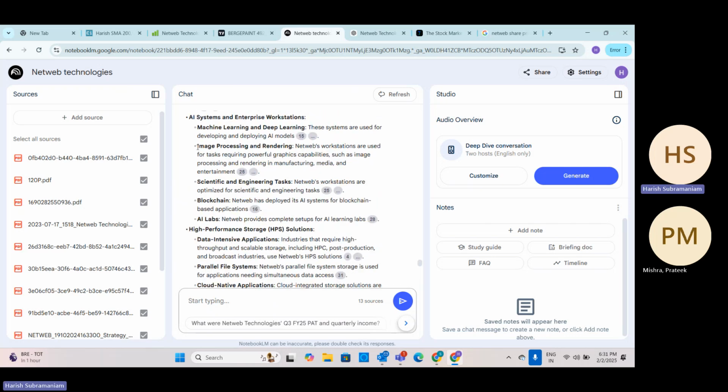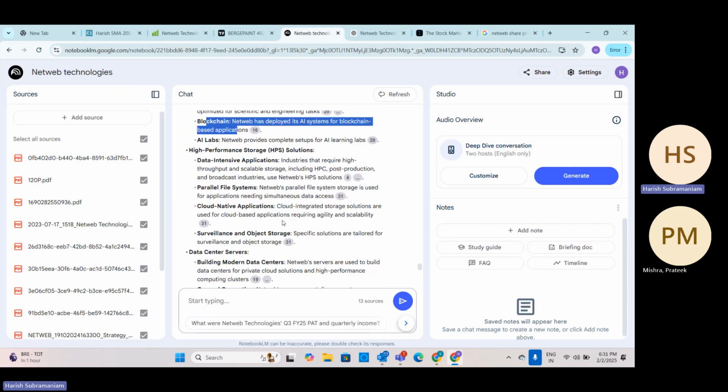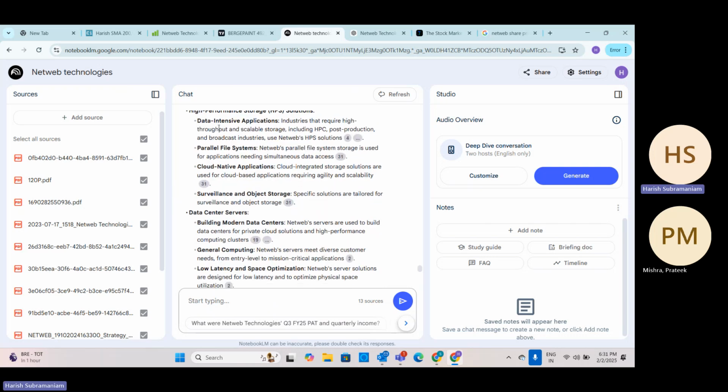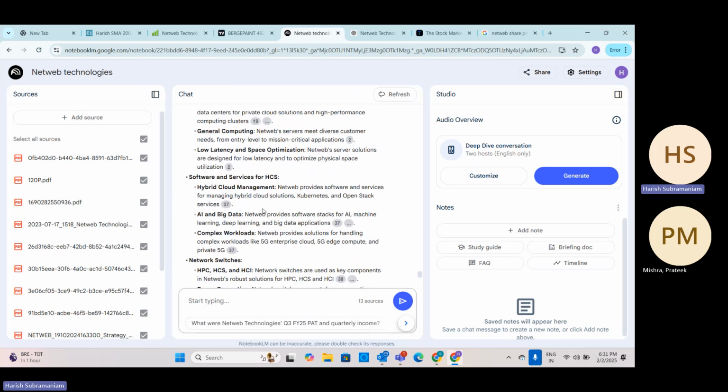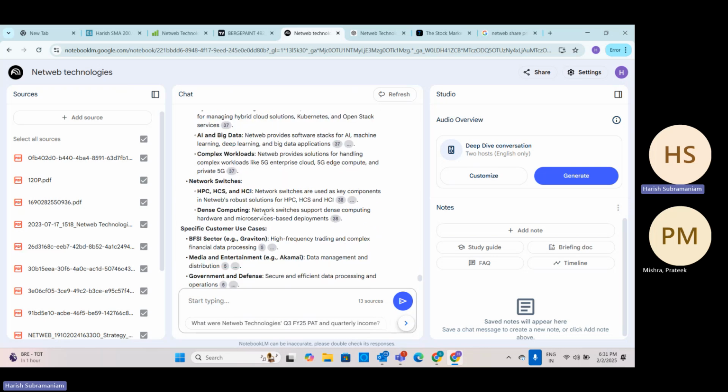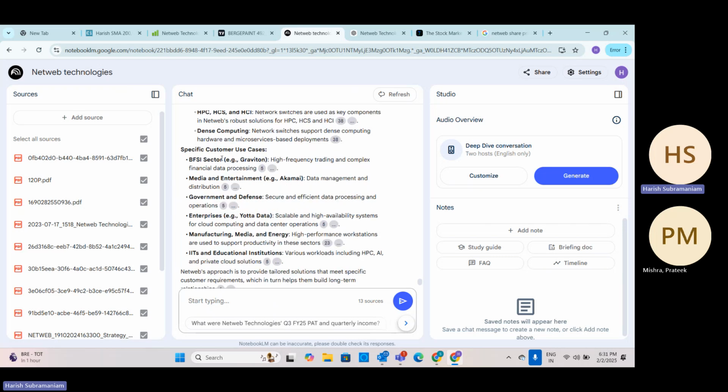And then we see there is image processing for powerful graphic capabilities, rendering, scientific and engineering tasks. And then there is some blockchain related stuff, right? Used for high data intensive applications, parallel file systems. Okay, these are slightly technical stuff. We'll not go into that. But by looking at this, we get an idea.